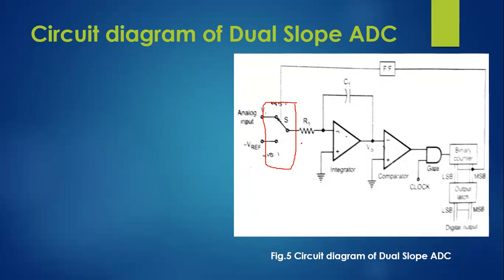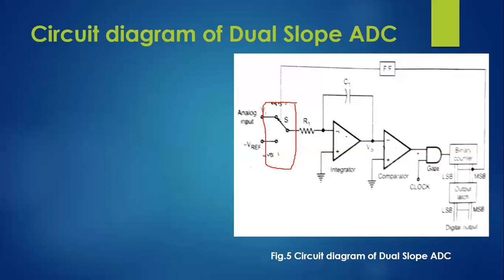Now this switch is connected to the integrator. The first block is the integrator circuit. The combination of R1 and C1 will produce the integrating operation. The output of this integrator is applied to one of the inputs of the comparator, whereas the non-inverting terminal is connected directly to the ground. Here we are considering the ground signal to be the reference voltage for comparing the output voltage from the integrator. So depending upon that, it will produce the output signal.